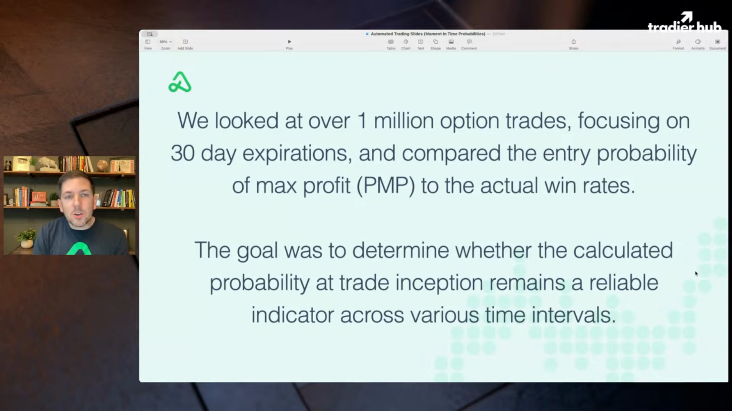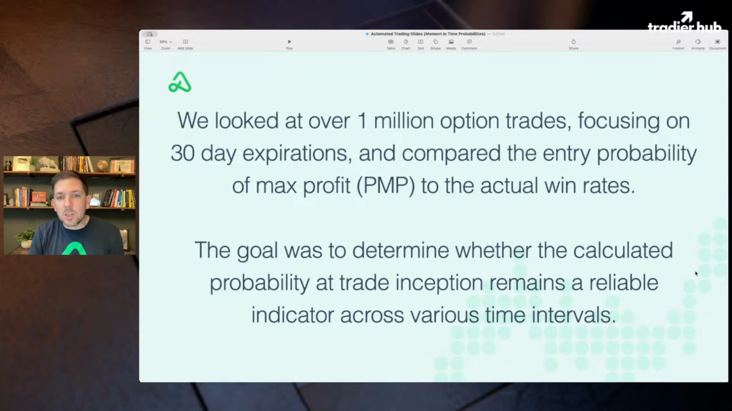So on the back end, we took a look at over 1 million option trades that have been done on Option Alpha, focusing on 30 days to expiration. That's the longest period that we looked at because the data is just so massive. So the longest period we looked at so far for this study was 30 days, and then everything in between: 0 days, 1, 2, 5, 10, 15, 20, 23, 26, 29, all the way out to 30. And then we compared the entry probability of max profit, the highest, easiest calculation to do, which is the probability of max profit on these spreads, to the actual win rates that we observed on those trades. Seems pretty simple, pretty logical what we tried to do.